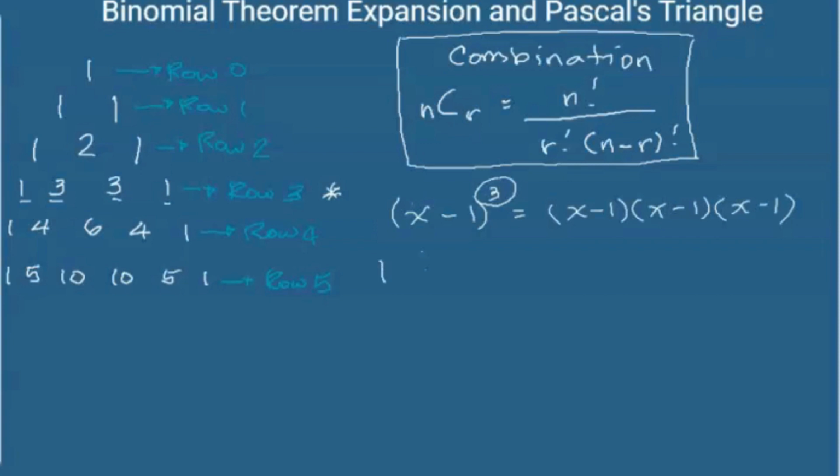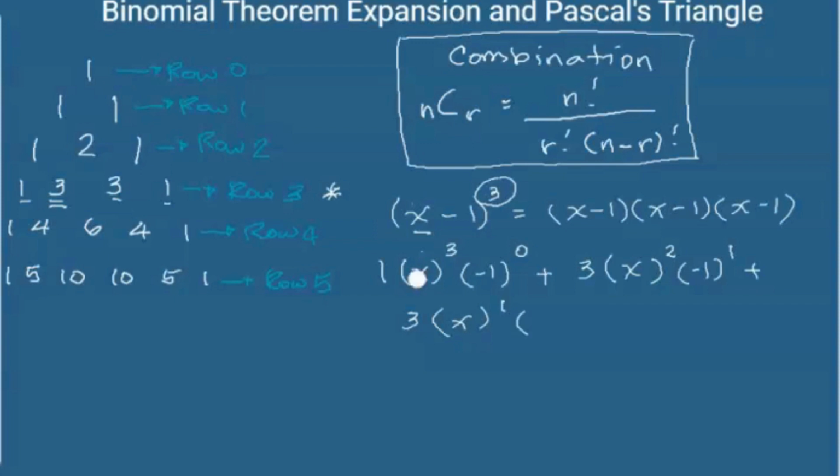So let's start with 1 times the first term, which is x raised to the third power, times the second term, which is negative 1 raised to the 0 power, plus 3 times x raised to the second power this time, times negative 1 raised to the first power, plus 3 times x to the first power times negative 1 to the second power, and lastly plus 1 times x to the 0 power times negative 1 raised to the third power.